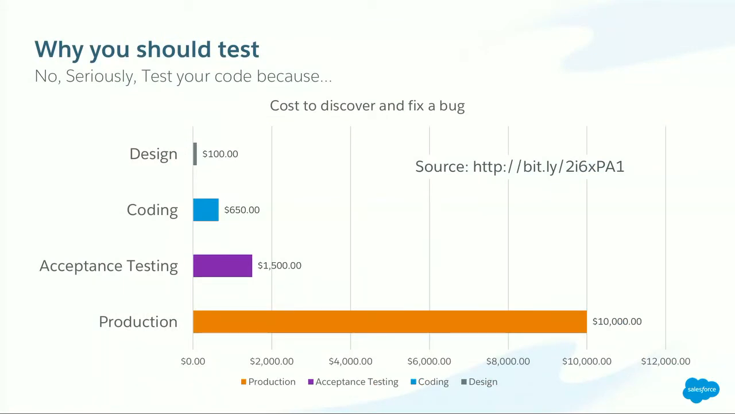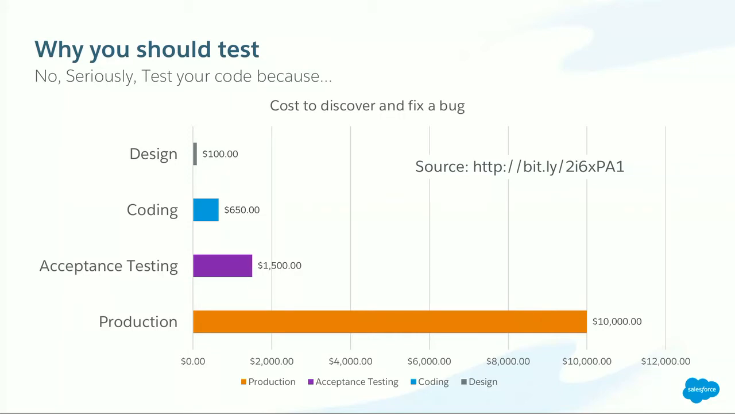IBM did a study about 2010, 2012, and they put some numbers on this. We're going to use simple math: 100, 650, 1500, and 10,000, about how much it costs to fix a bug depending on where you find it. So if your user calls you up and says, hey, I can't complete my order because of something, that costs you a whole lot more money, not only in opportunity loss, but in fixing the bug, than it would if you found it in design on paper.